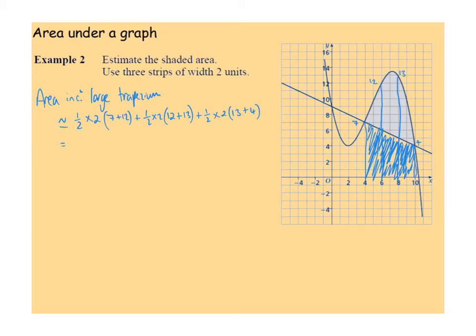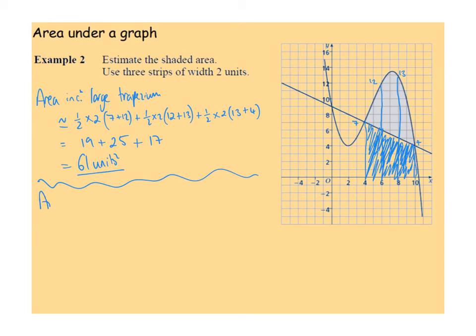So half times 2 with each of those brackets is 1. So all I need to do now is work out the brackets in each one. So 12 add 7 is 19. 12 add 13 is 25. 13 add 4 is 17. So we've got 44 add 17, which is 61 units squared. Then that's obviously got this extra part at the bottom that we don't want.